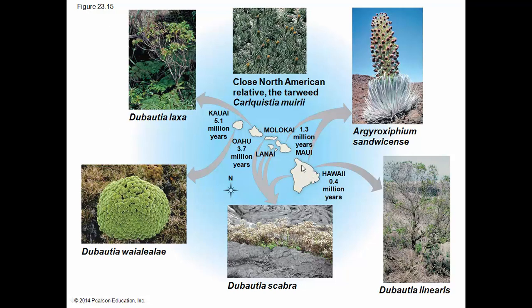Now, the silver sword is one of the most endangered species on the planet, and it was under attack by people who brought goats into the area, and the goats kept on feeding on the silver sword, and so one of the conservation movements was to kill off the goats of the silver sword. But anyway, all of these Dubautia are closely related to the Carlquistia, the North American tarweed. And then they all evolved on these different island ecosystems to have different characteristics. That's adaptive radiation.